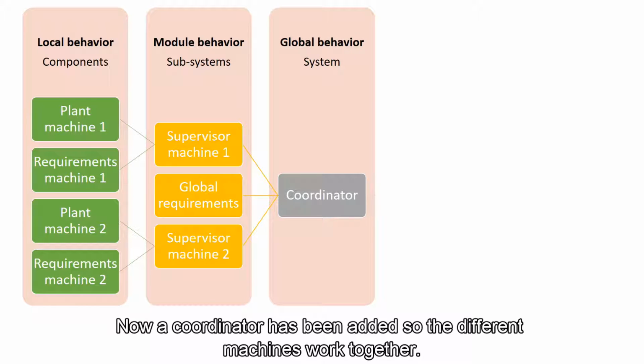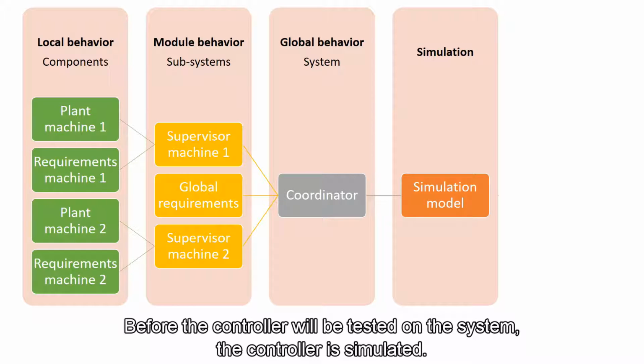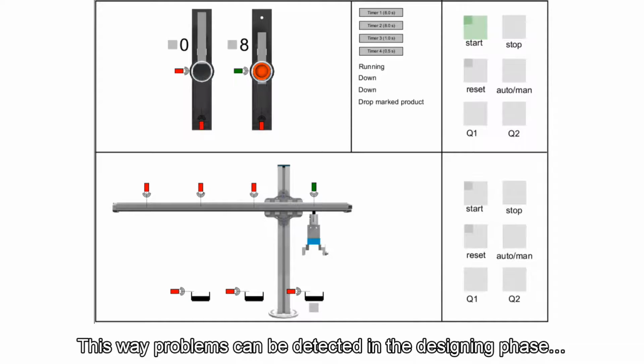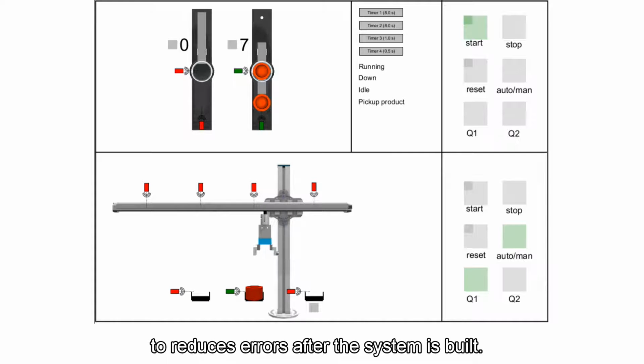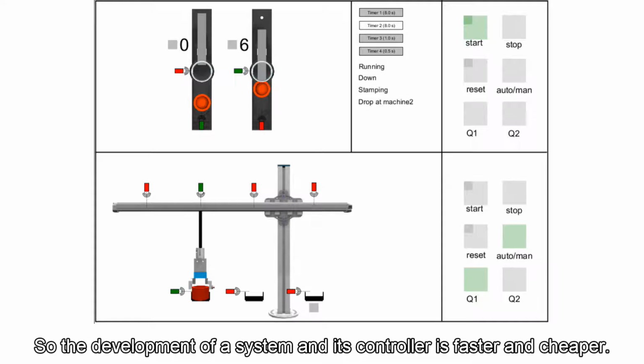Now a coordinator has been added so the different machines work together. Before the controller will be tested on the system, the controller is simulated. This way problems can be detected in the designing phase to reduce errors after the system is built. So the development of a system and its controller is faster and cheaper.